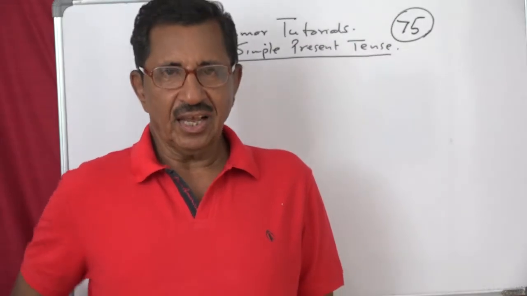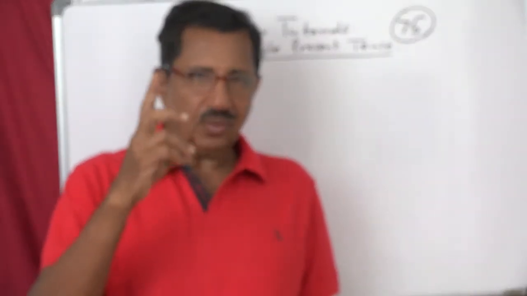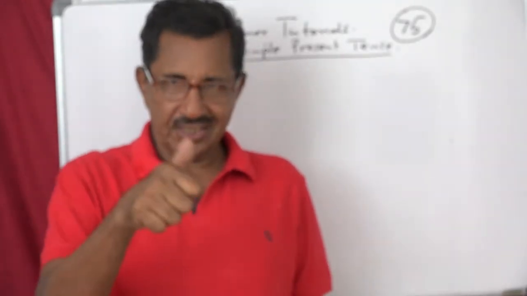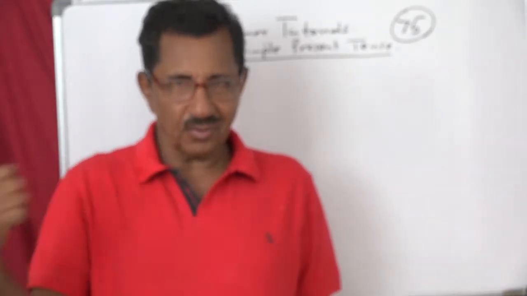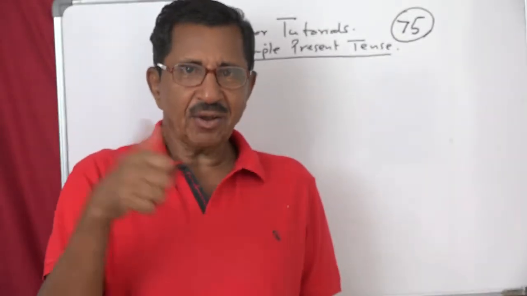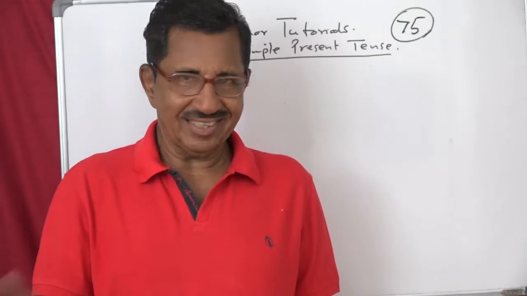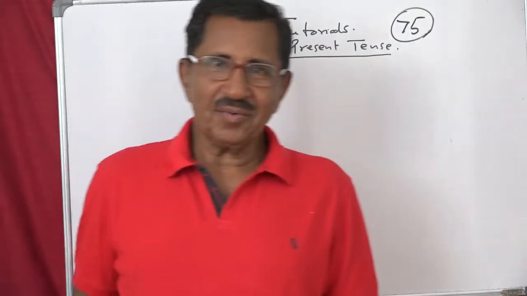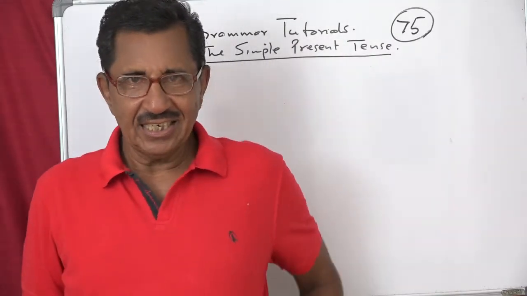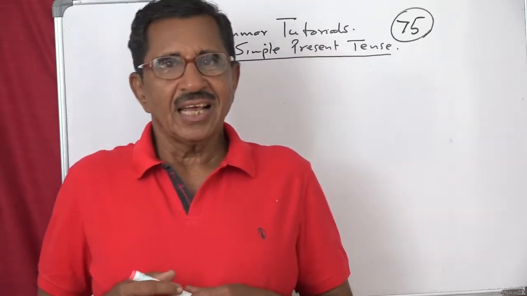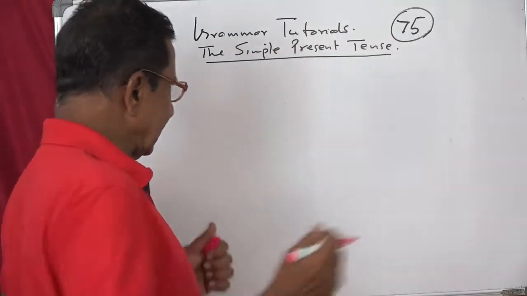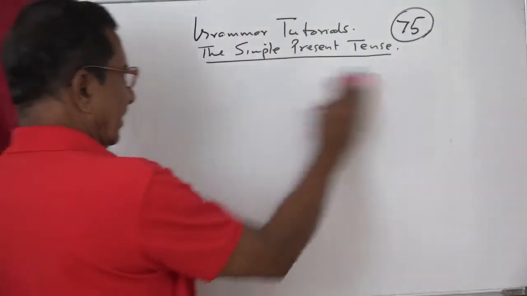to add S. As I already told you, I go, you go, we go, they go, but he goes, she goes, it goes, cat goes, dog goes, man goes, woman goes. Clear? Now, according to our method of studying these tenses, the third point is negative. How to make the negative or a change in the negative, isn't it?